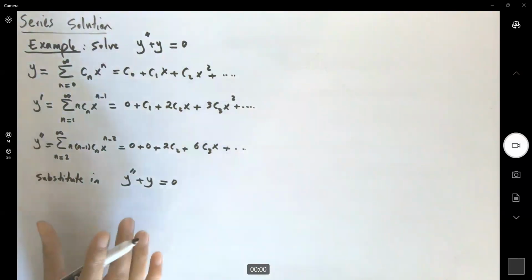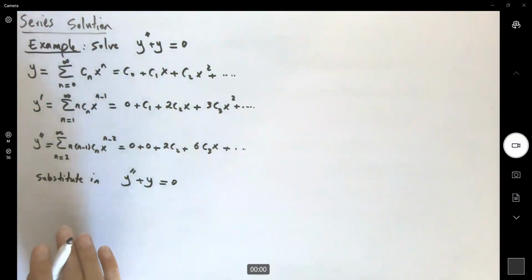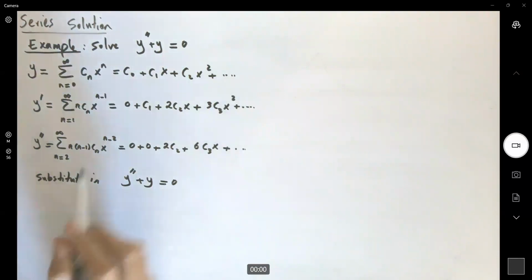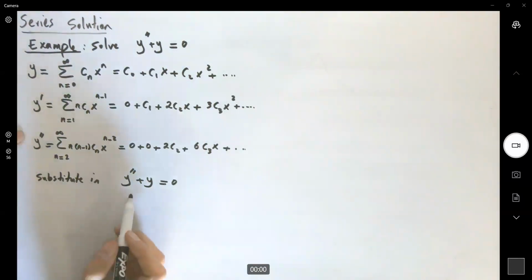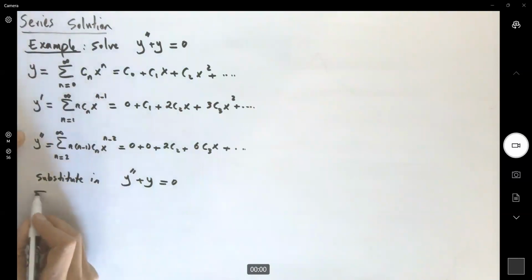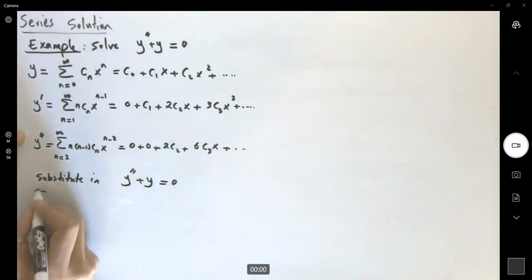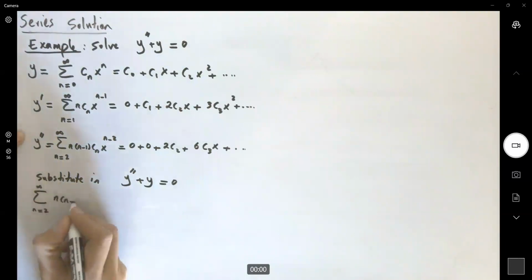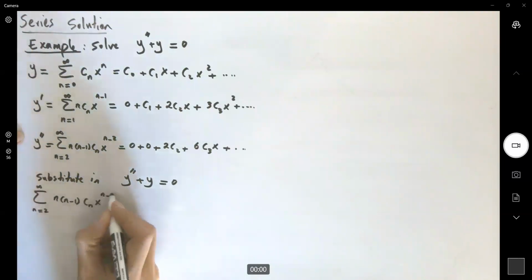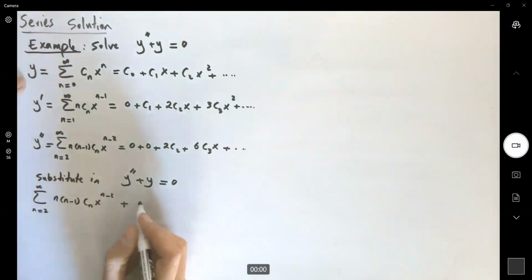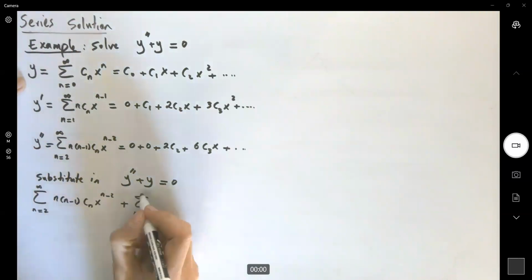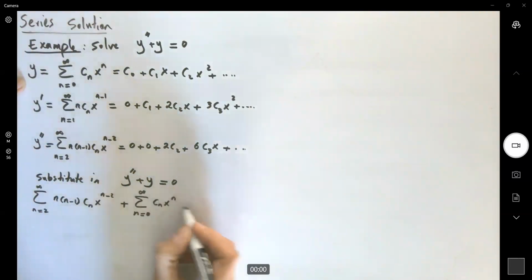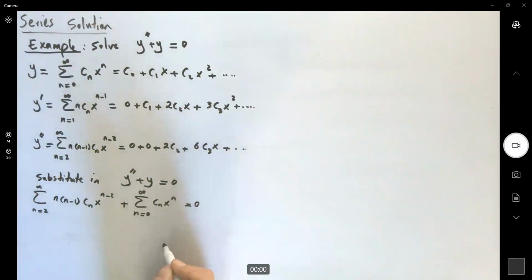Our goal is to find a pattern, a relation between the coefficients. So our second derivative, the sum starting from 2 to infinity of n times n minus 1 times c sub n x to the n minus 2, plus y. y is just the sum starting from 0 to infinity of c sub n x to the n, and on the right hand side we have a 0. Very good. So what does it tell us?